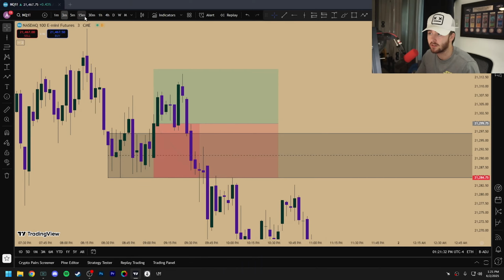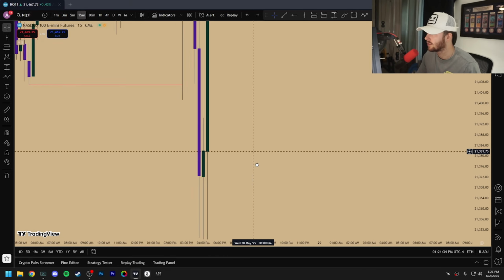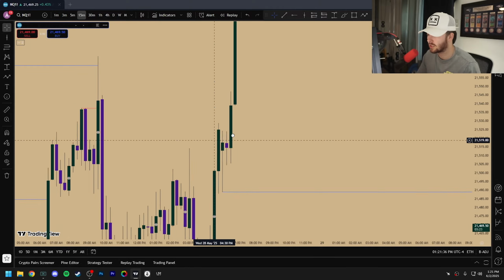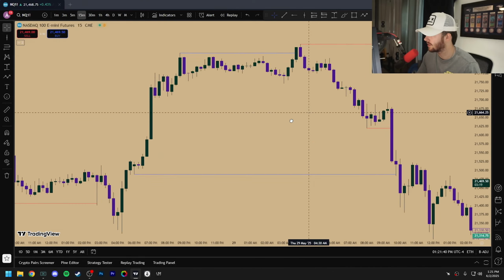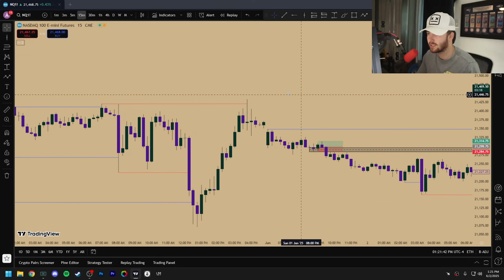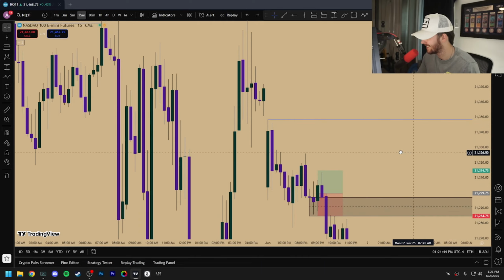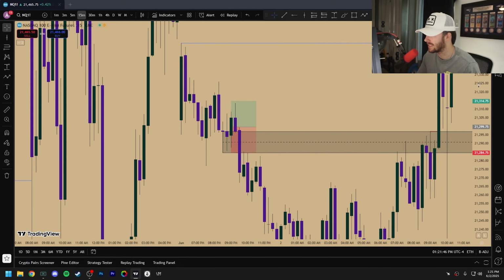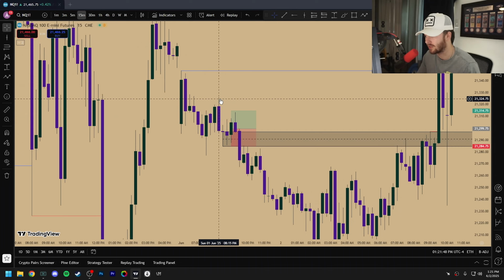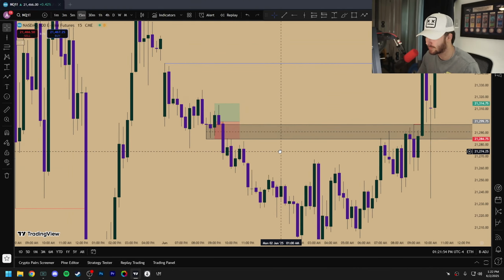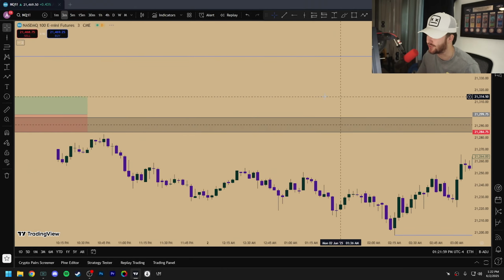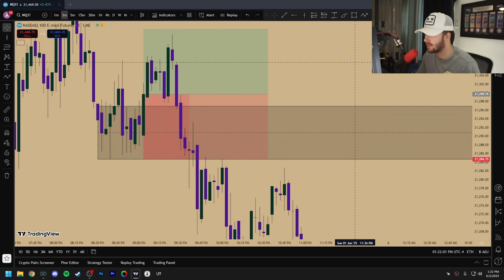Now, the main reason, if we go back to the 15-minute. Where's my 15-minute? If we go back to the 15-minute, we can see we are creating lower lows, lower highs. We went down to create lower low, lower high, lower low, lower high, and so on. So the main reason why this trade lost is strictly just due to us being in a 15-minute downtrend, right?